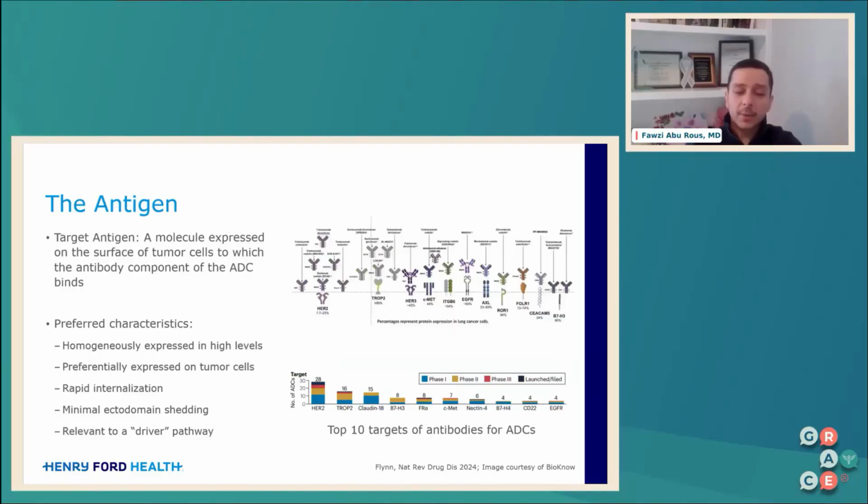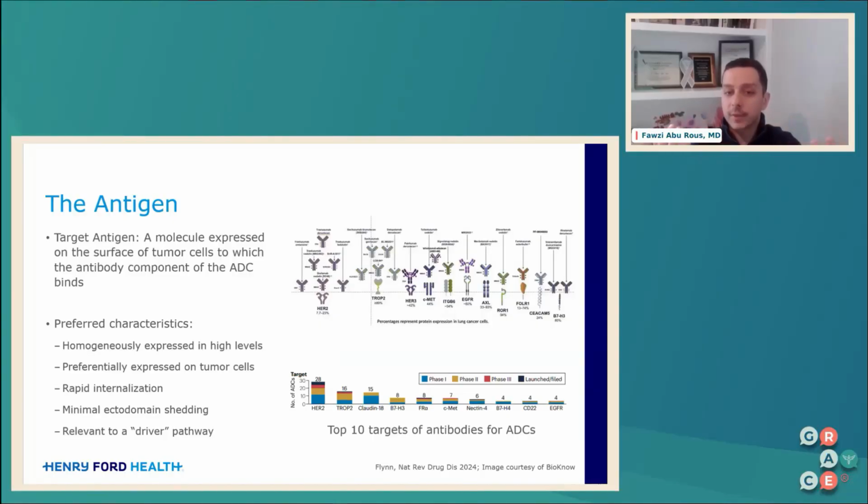Okay, the second ingredient of the antibody-drug conjugate is the antigen. It's not technically a part of the antibody-drug conjugate, but it's a very important component for the ADC to work. So what is an antigen? An antigen is a protein, or a molecule, that is expressed on the cancer cell, right? And as you all know, in cancer there is really no black and white. So this molecule can also be expressed in normal cells, right?